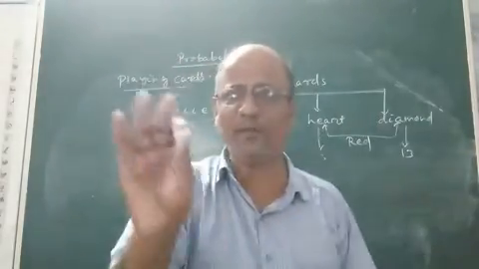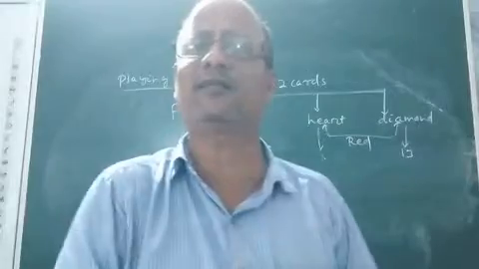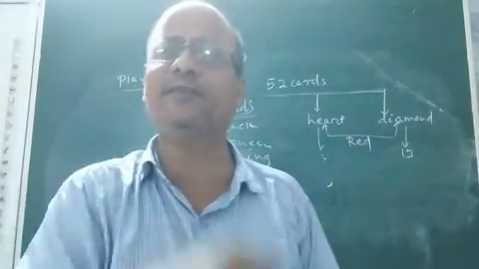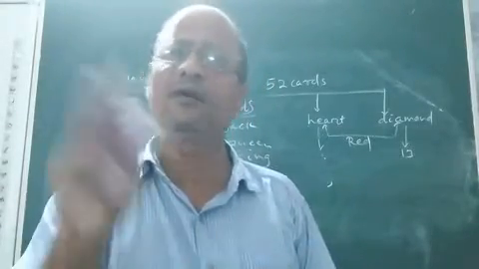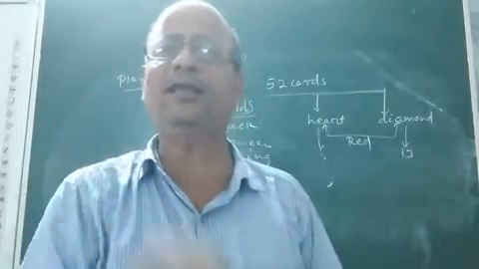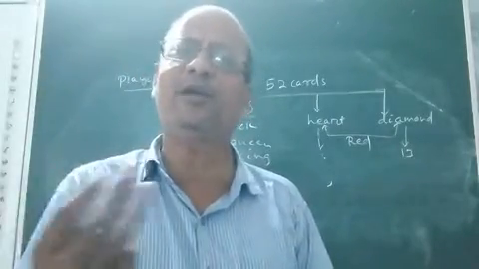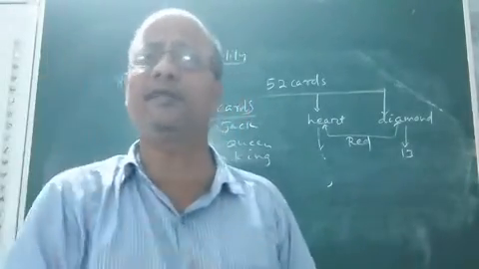So if I ask you how many black face cards are there, you can easily answer: 3 plus 3, or 3 into 2, it is 6. Because there are 2 black suits, spade and club, and each suit will contain 3 face cards. So the total number of black face cards will be 3 into 2, which is 6.